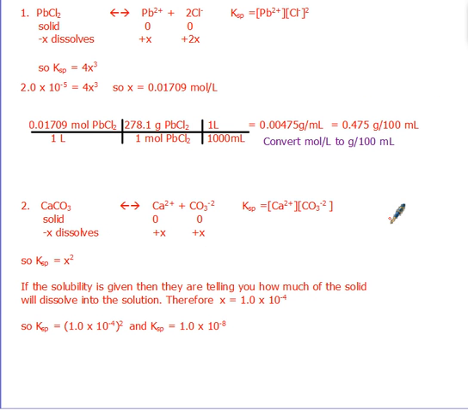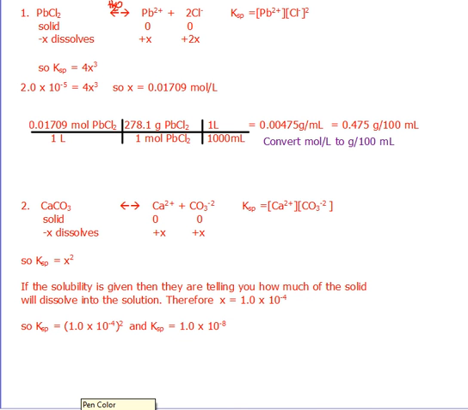Alrighty, so here we are in Ksp. Ksp is kind of a specialized version of equilibrium. The general idea, before we get into specifics, is that you have a solid compound being dissolved into water. We don't typically even show the water because it is always in water. And as that solid compound hits the water, some of it's going to dissolve into its ions.